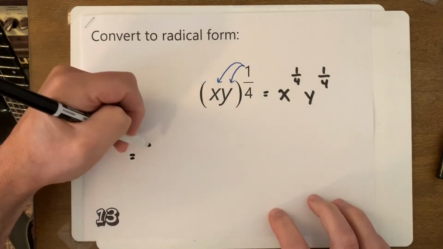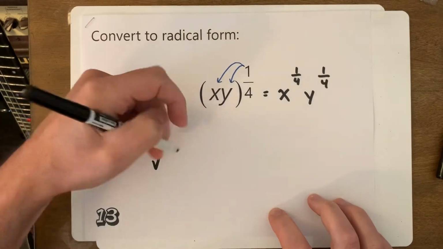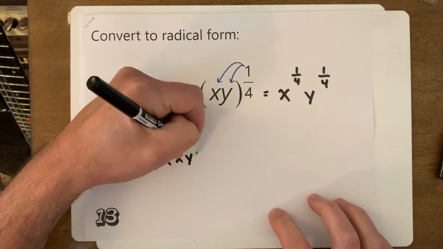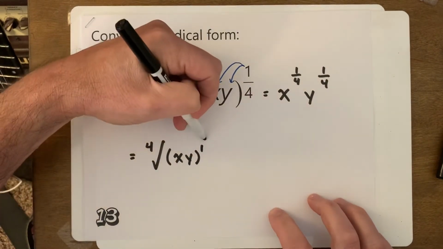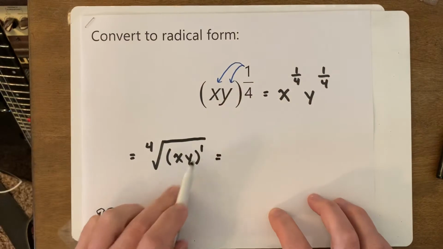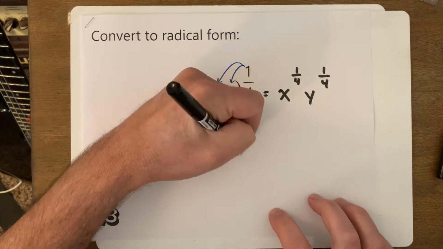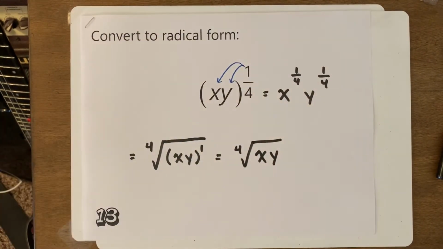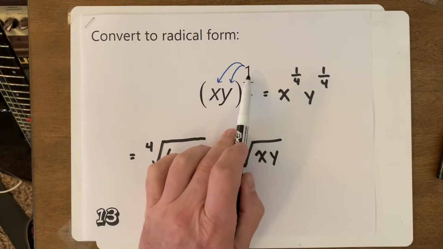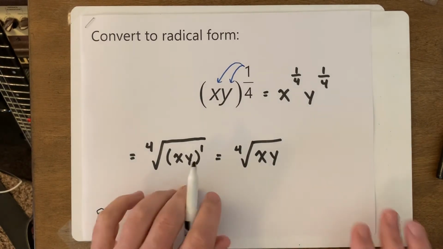Take your denominator, make that your index. Take this right here, xy, and take that numerator and make that your exponent. And then once you're inside the radical, then distribute it. Well, it's just a 1, which means it's just xy. So the 4th root of xy for this one would be the end. If that was a different number up there, like a 5 or a 7, then you would have to deal with that under here by distributing it. But we don't have to do that for this one. All right.